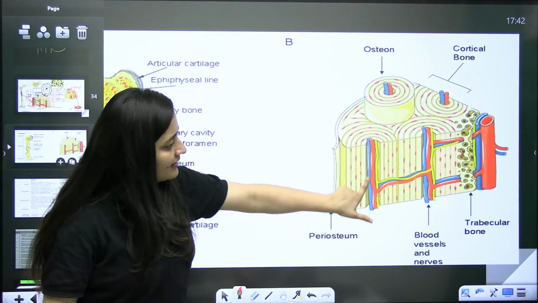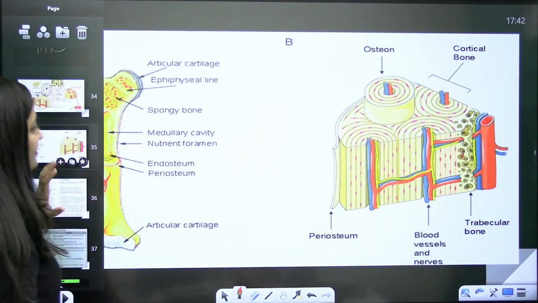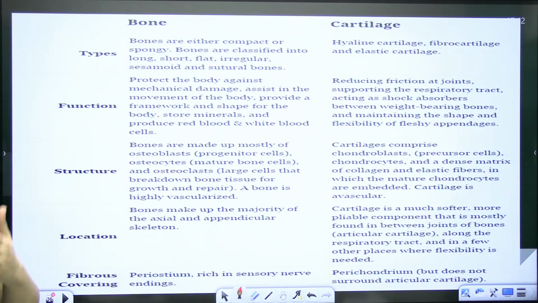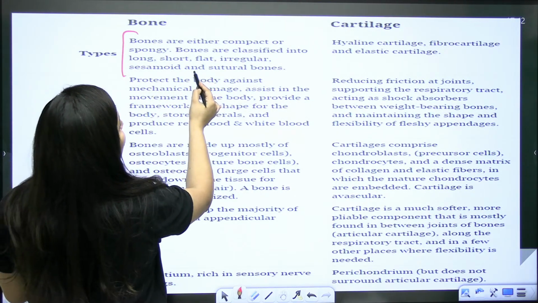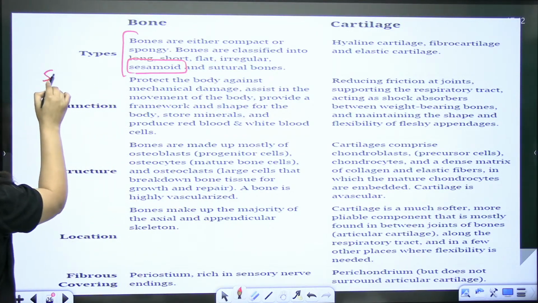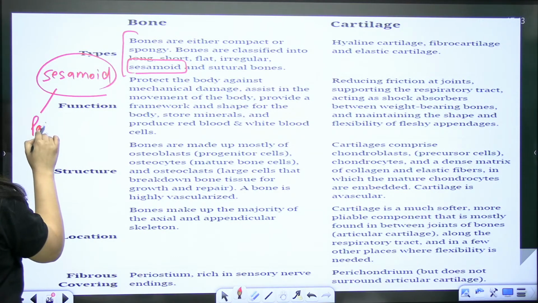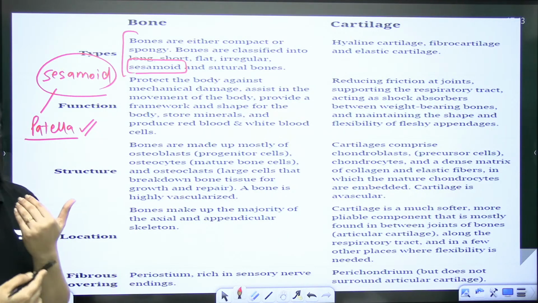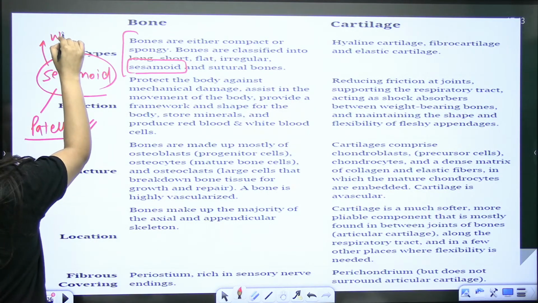So these longitudinal canals are Haversian. These transverse ones are Volkmann canals. So Haversian canal is a unique feature of the mammalian compact bone. And here I have even added the difference between bones and cartilage also. So bones are compact or spongy, classified into long, short, flat, irregular, and sesamoid. So sesamoid bones, this is very interesting, right? Your kneecap, patella, is a sesamoid bone. Okay, so do check the meaning of sesamoid bone. Wrist bones are also sesamoid bones.